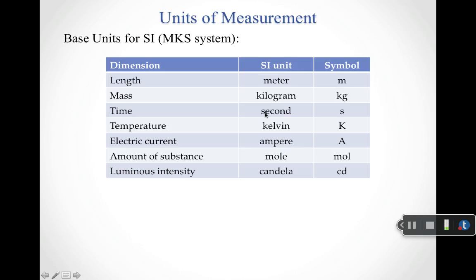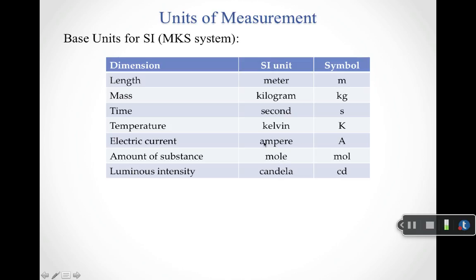Now we talked about our base unit system. We're going to use SI units. And basically everything in the SI system is based off 7 what are known as base units. So length, mass, time, MKS: meter, kilogram, second. And then the other 4 base units are temperature, electric current, amount of substance, and luminous intensity.